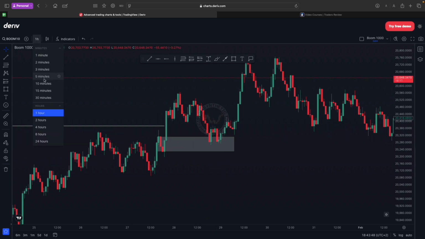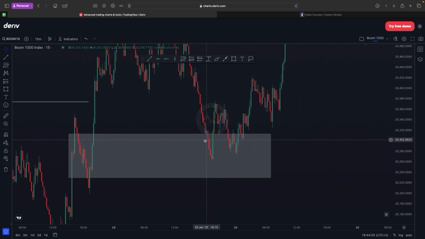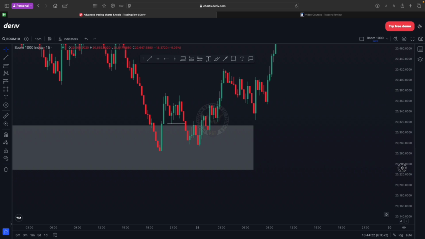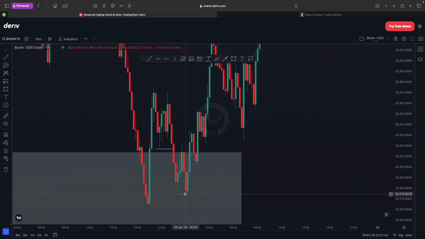Let's go to the lower time frame. All right, so we're in the order block. Price reacted. It came back. It created liquidity right over here, just before this fair value gap. We got a reaction, so it came down, entered here.